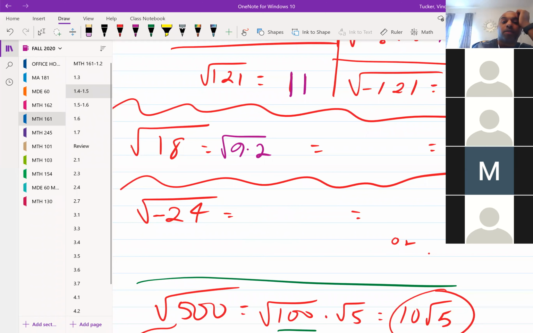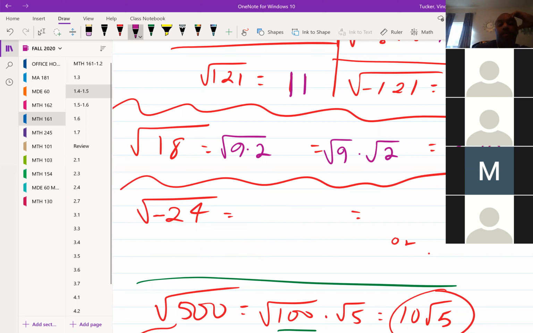So what happens here is that now I have the square root of 9 times the square root of 2. I can break them up. Take the square root of 9. Square root of 9 is 3, because 3 times 3 will give you 9. And then leave your 2 under the radical. All right, and that will be your most simplified way of expressing the square root of 18.